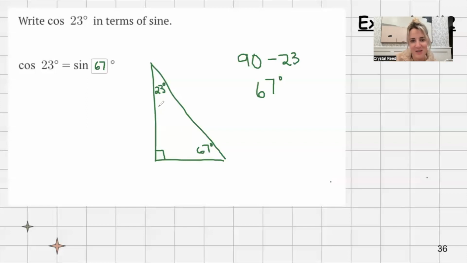Okay, and you can double check that. The cosine of the 23 would be adjacent over hypotenuse. Sine of 67 would be opposite over hypotenuse, which in this case would be the same side. And so you would actually get the same answers. Let's try another one.